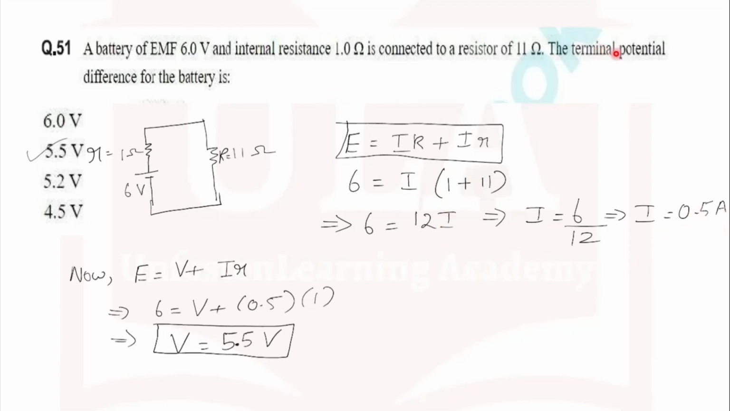Now they have asked for the terminal potential difference. So E is equal to V plus I into r, and if you substitute it in the formula, you will get 5.5 volt. This is a very basic circuit diagram question, and you just need to know two formulas in order to derive this answer. So the option will be B.